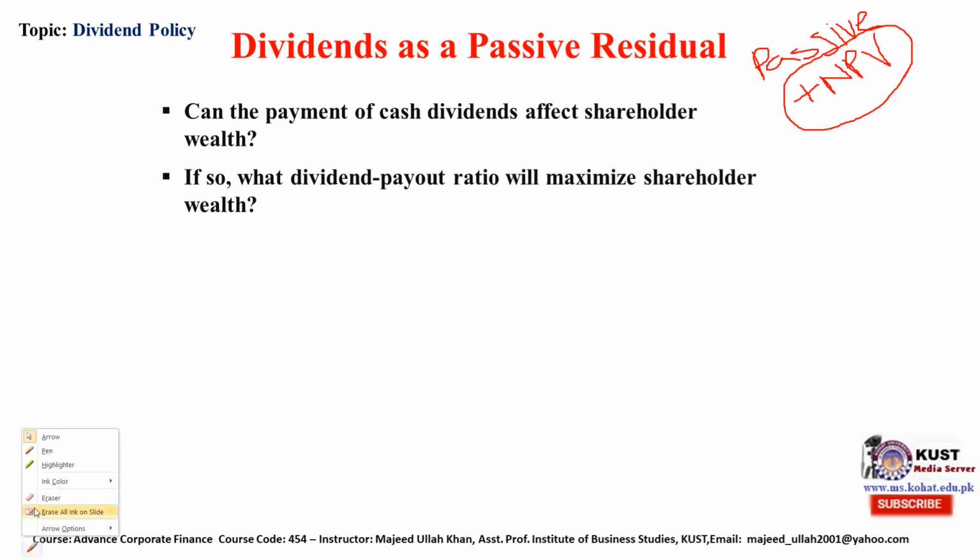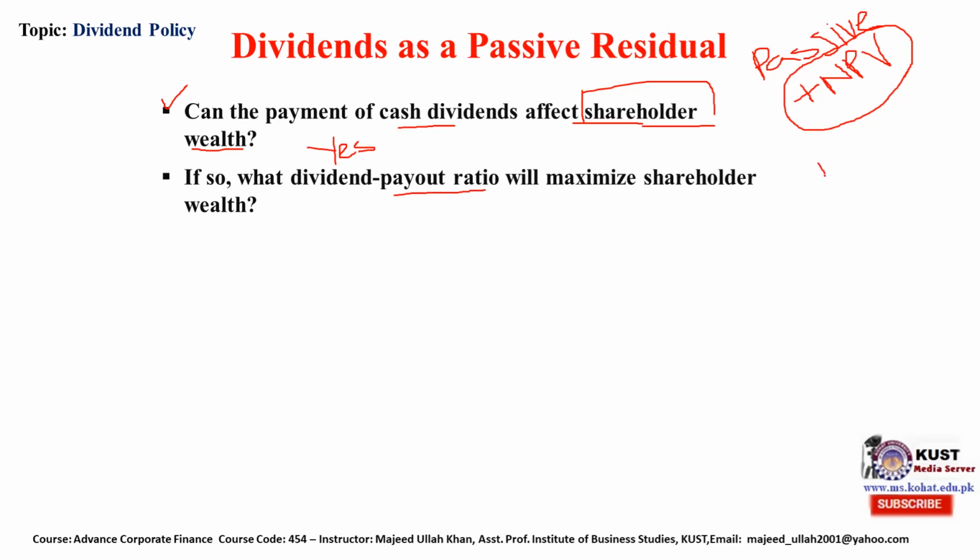We will discuss it. The first question that arises is: can the payment of cash dividend affect shareholder wealth or not? It is a debatable question. If the answer is yes, then another question arises: can the payment of cash dividend increase or decrease the wealth of shareholders? This is the first question. If yes, then what dividend payout ratio will maximize the shareholder wealth?